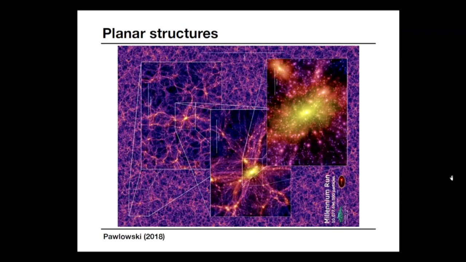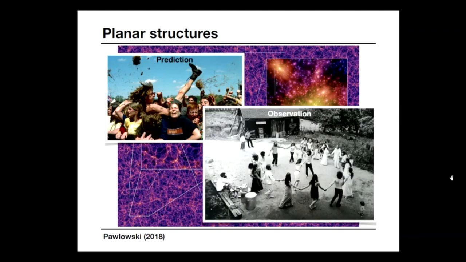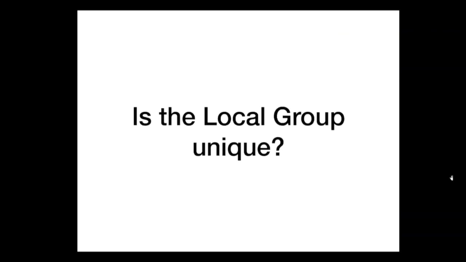And if we look into the motion, so if we look at a video, for example, I didn't dare to put that in here with a PDF, so you have to just trust me that the motions of these subhalos are quite chaotic, so they move randomly. So our prediction is that this is chaos, this is madness. But actually what we observe is that they seem to be dancing around their central object. So this begs, of course, the question, is the Local Group unique?